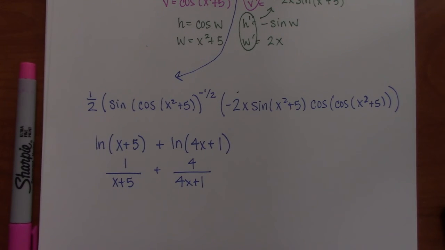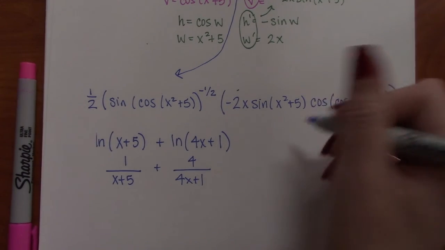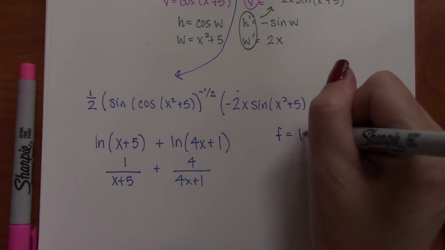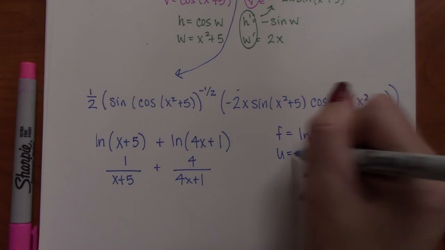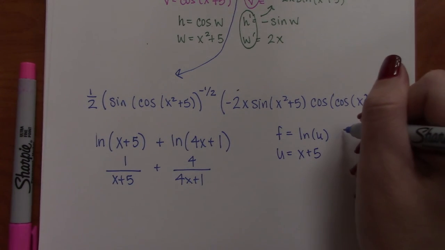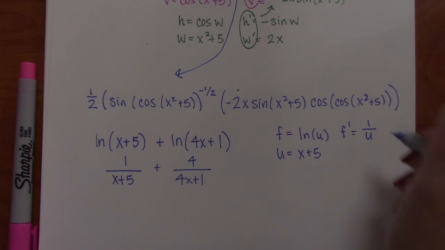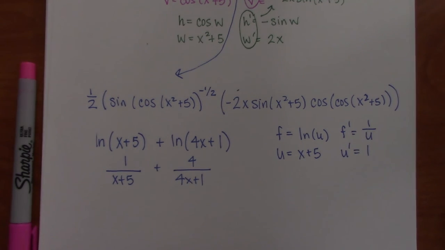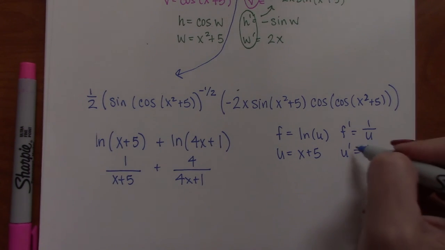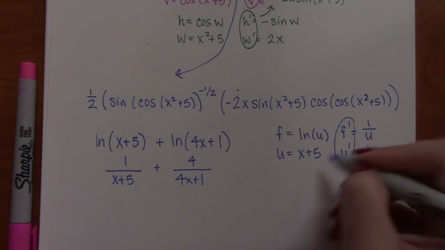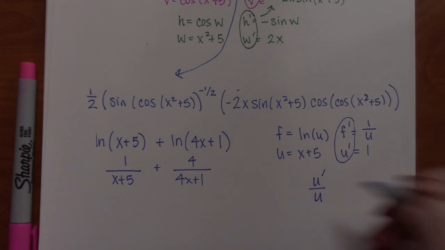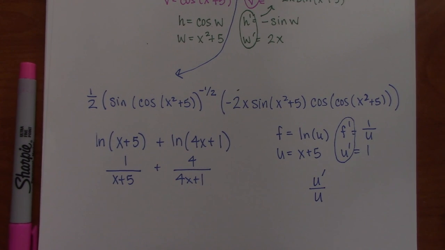Oh, where does it say it's u prime? I was writing that down in class. So it's the chain rule. The outside function is ln of u. The inside function is x plus 5. So this is 1 over u, and this was just 1. But on this one, u was 4x plus 1, so the derivative was 4. And if you multiply these two things together, it's really just 1 over u times u prime.